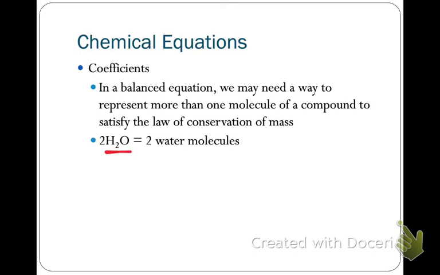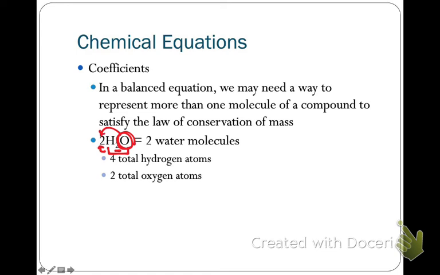So if I'm looking at individual atoms, I have 4 total hydrogen atoms: 2 hydrogen atoms per molecule times 2 molecules. Right? 2 hydrogen atoms per molecule times 2 total molecules, so that would give us 4 total hydrogen atoms. Oxygen is the same way. We have 1 oxygen atom per molecule times 2 molecules, which is 2 total oxygen atoms.